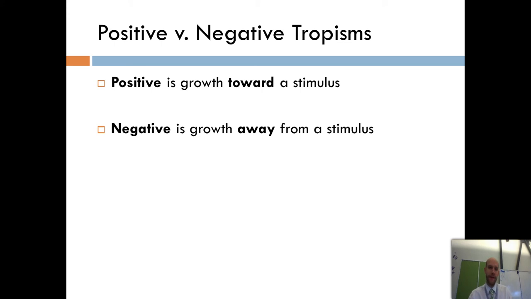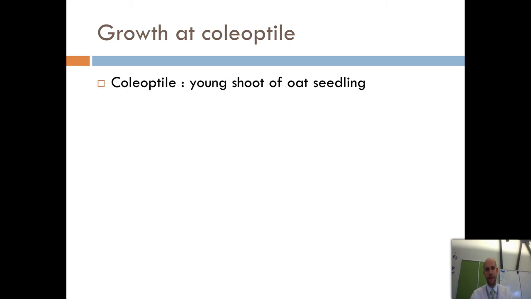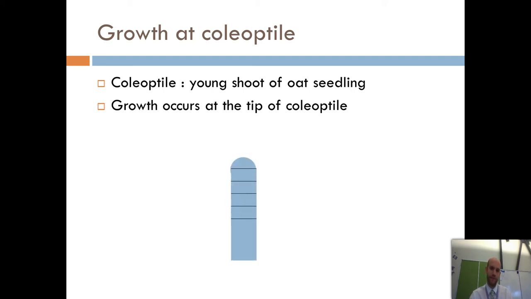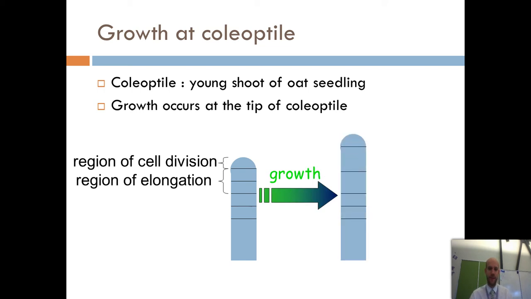There are positive and negative tropisms. Positive means you move towards the stimulus, negative is away from it. And different parts of a plant can respond in different ways. A coleoptile is the young shoot of a seedling, and if we take, say, an oat seedling here, this is where the growth of a shoot occurs, right at the tip. So this is the region of cell division, and then right behind it we have a region of elongation. The cells divide and then they stretch. So when growth happens, it happens like so.